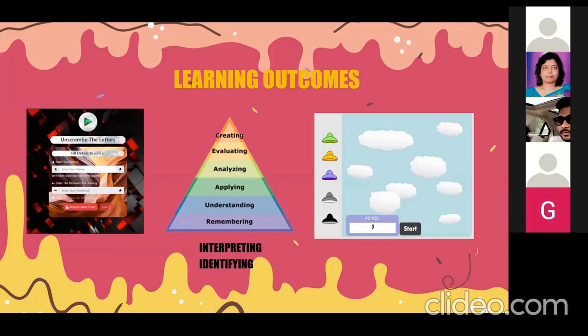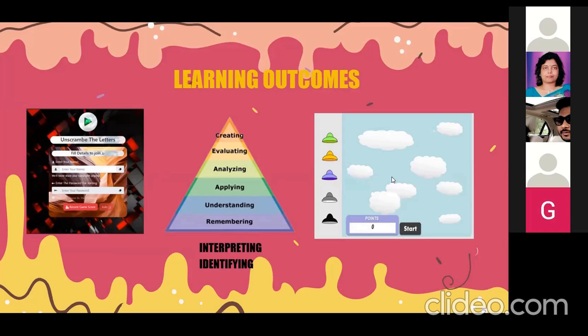Apart from remembering, yes, remembering, but I don't see in what way it is creating. The creating part is a higher order skill, of course, but we are not tapping the higher order skill in this particular activity. We are tapping the other skills, which also need to be kept in mind. We need to develop the skills in students. Interpreting, of course, is a higher order skill, but identifying is a lower order skill. So both the skills we are tapping over here.